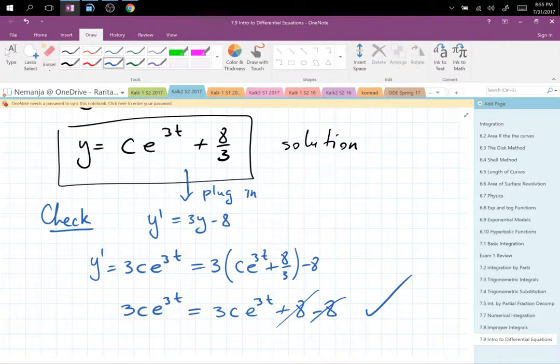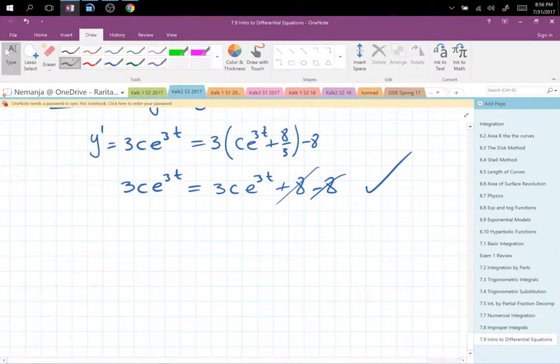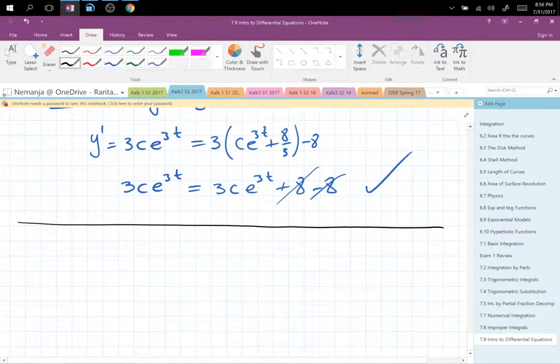So once you solve a differential equation, you can always take the derivative and plug it back in. If you get the solution to check out like this, that means that your solution is correct, and you move along with your life. Now, as I said before, differential equations is a highly applicable course. It's applied mathematics.